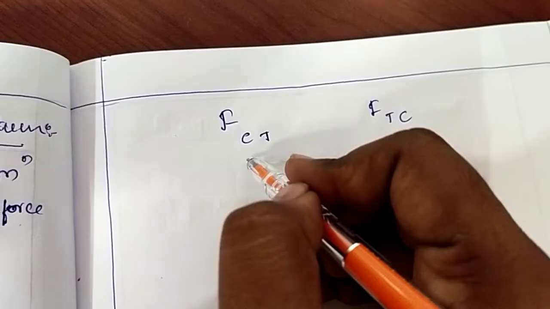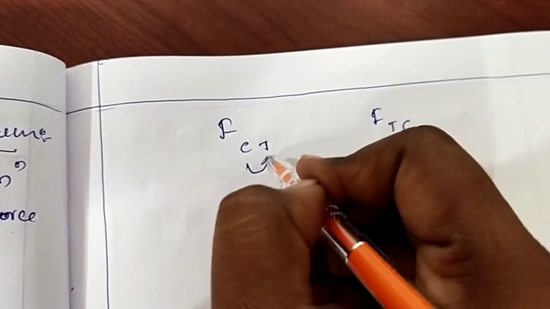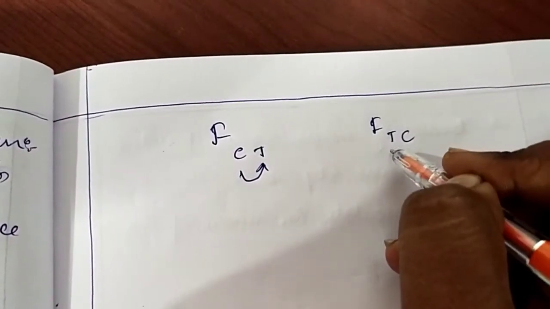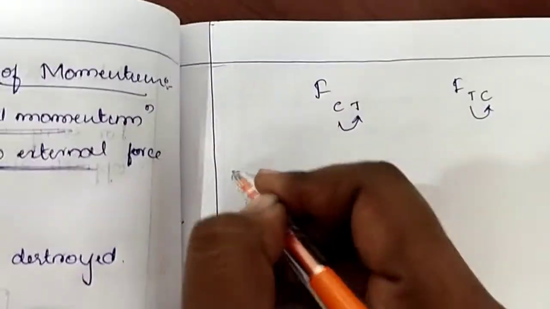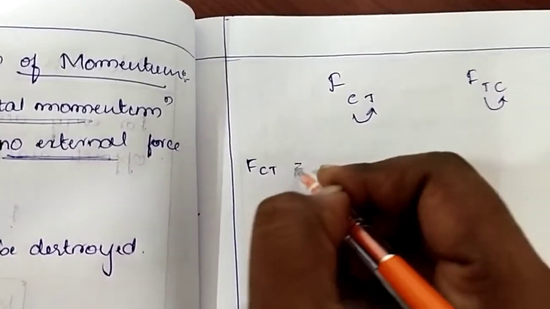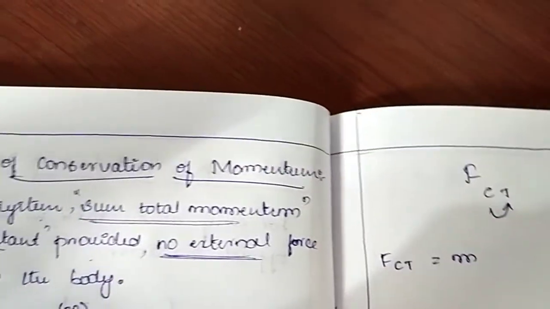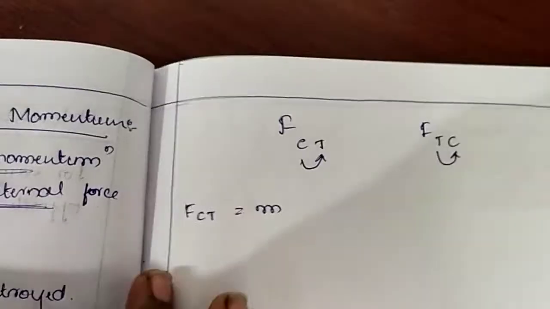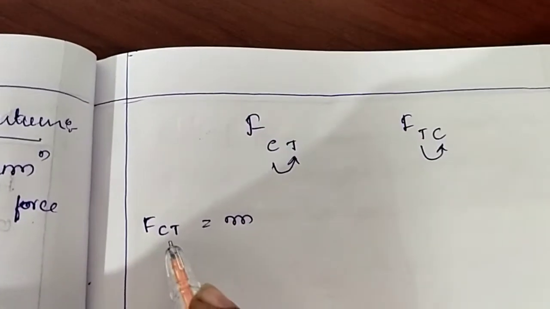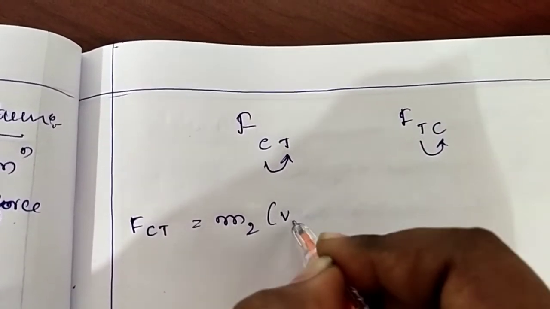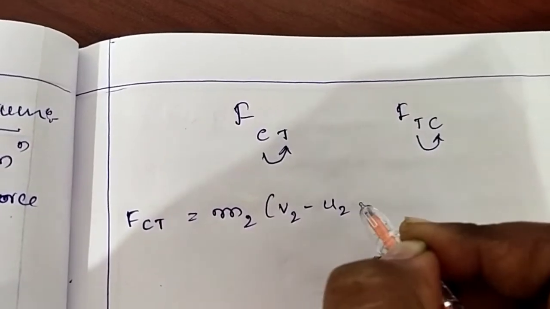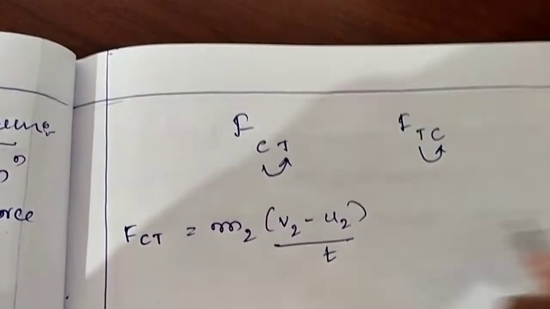So, it will be car forces on truck here. Car forces on truck, and similarly here truck forces on car. We can write it as F_CT equals M2, taking it as force of car on truck, that is M2 (V2 minus U2) divided by T.